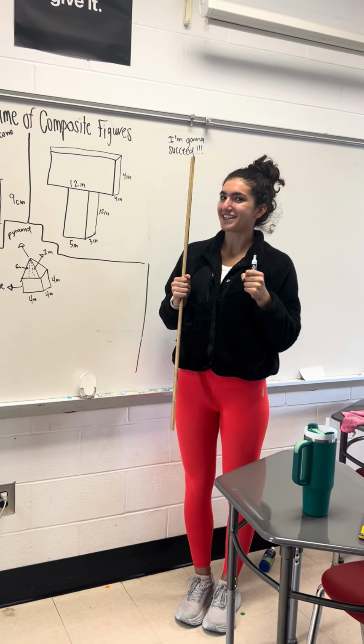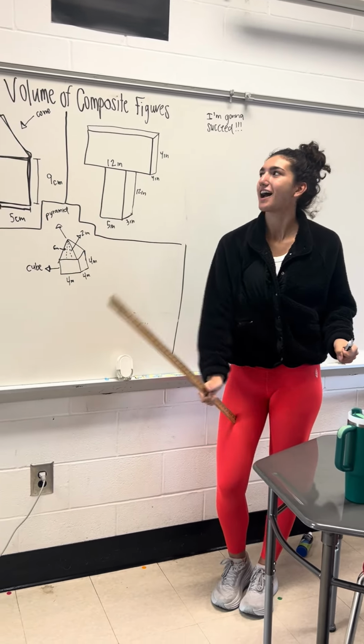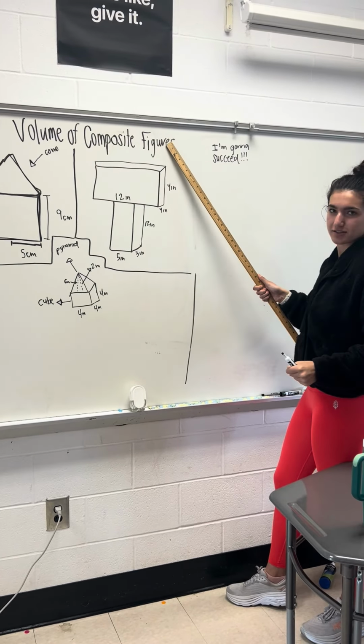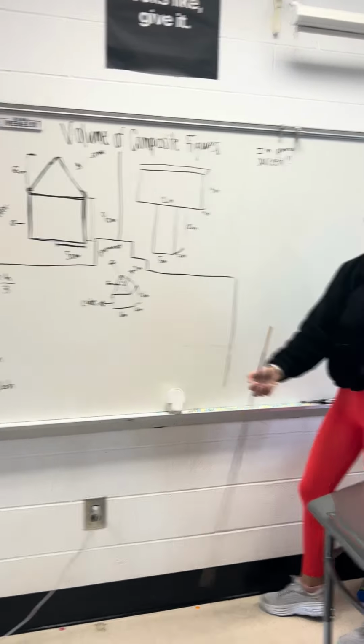Welcome everybody. Today we are going to learn how to take the volume of composite figures. We're going to start with an easy one, and it's this T-shaped, weird, crazy object that it asks you to take the volume of. How am I going to do that? It does not have a formula for me.